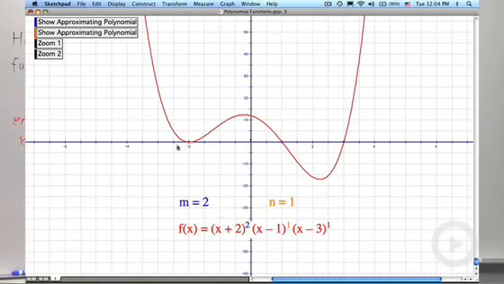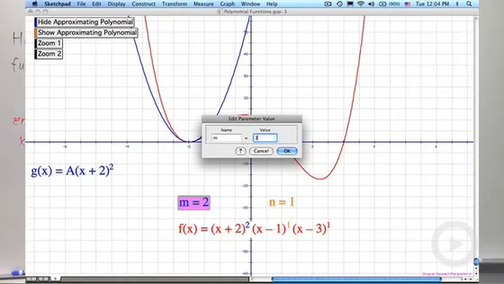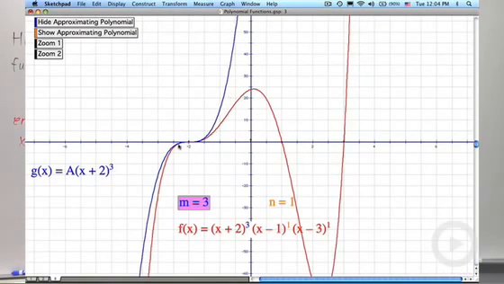Now that the exponent is 2, the graph touches the x-axis without crossing it, kind of hits it like a quadratic. In fact, if you show the approximating polynomial, the behavior of this fourth degree polynomial is actually quite like a quadratic near x = -2. And if we increase it further to 3, it's going to behave like a cubic. You see that? See how it kind of approaches like a cubic? It flattens out at -2 and then starts increasing again.